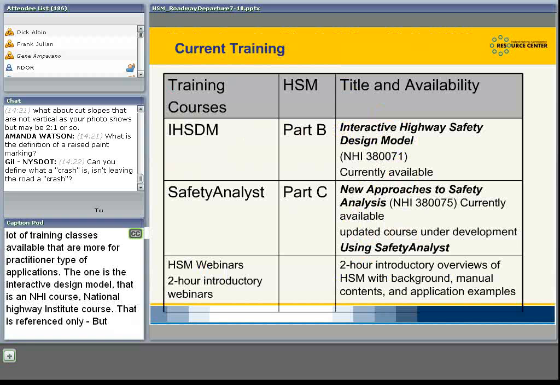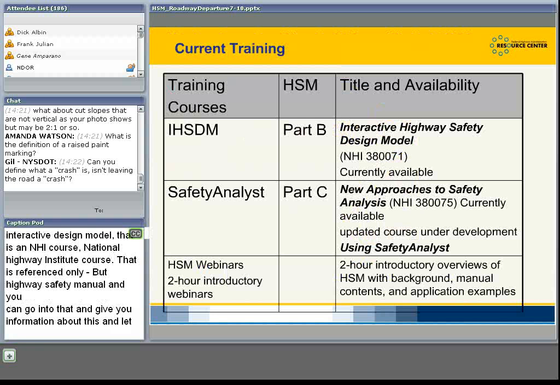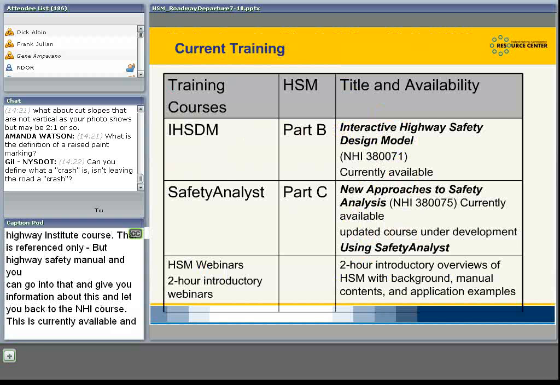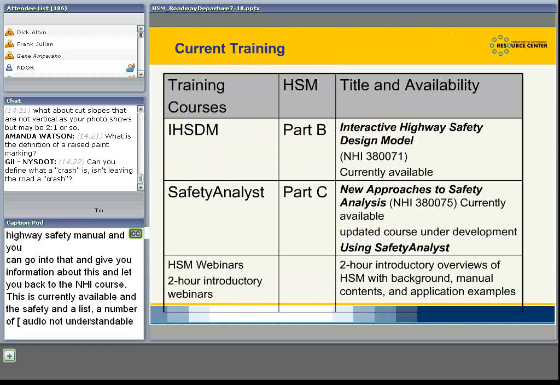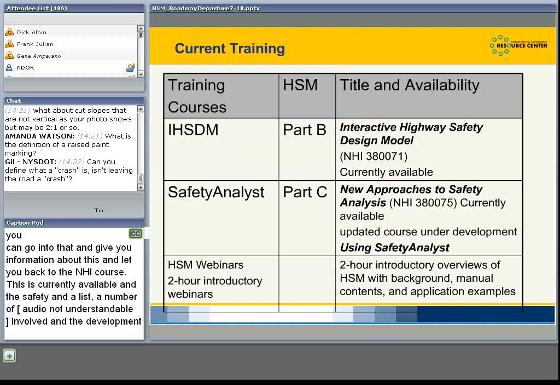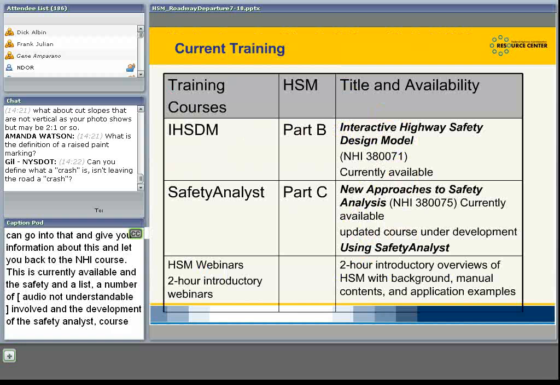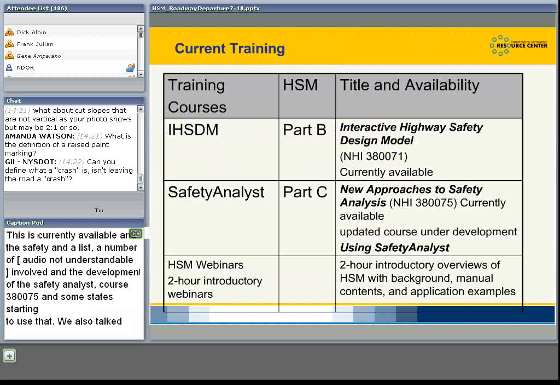There are a lot of training classes available that are more for practitioner-type application. One is the Interactive Highway Safety Design Module course, which you'll notice is an NHI course, National Highway Institute. But that is referenced on the AASHTO website for the Highway Safety Manual. So you can go to that and get some information about this as well, but it'll link you back to the NHI course. This is currently available now.